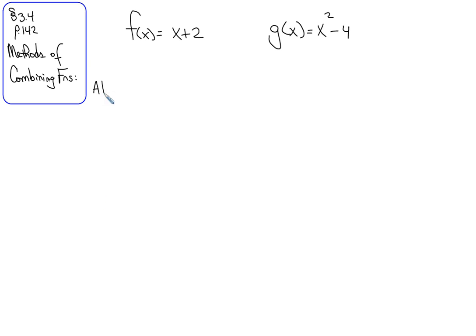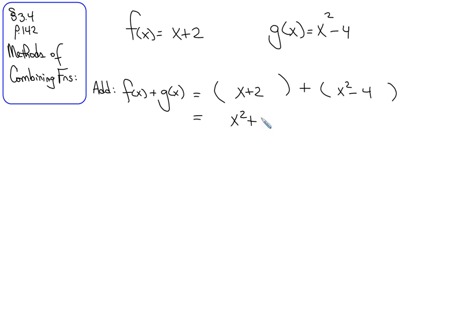The first thing that we can do is add the two functions together. We can do f of x plus g of x. How do we do that? Well, we take our f of x, we're substituting, so we need to use parentheses, plus our g of x. So f of x is x plus 2. g of x is x squared minus 4. I distribute anything that needs to distribute. Clearly here there's nothing to distribute. So I just get x plus 2 plus x squared minus 4, which is x squared plus x minus 2.